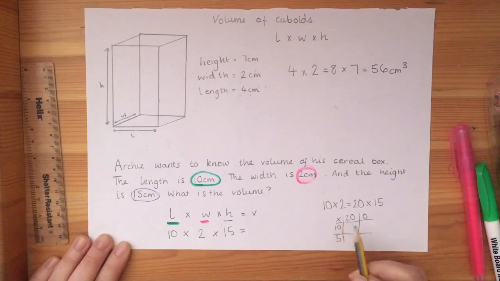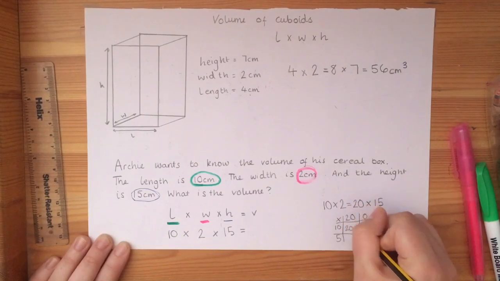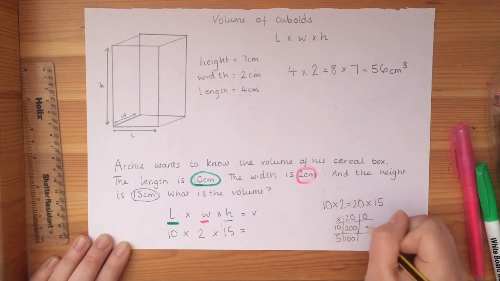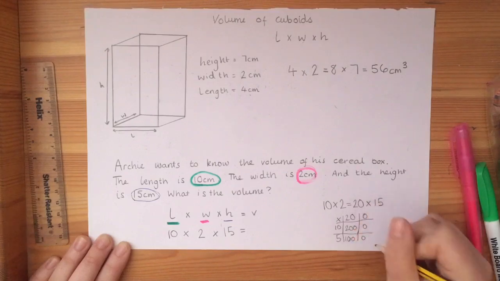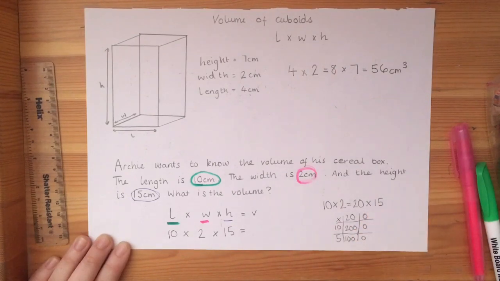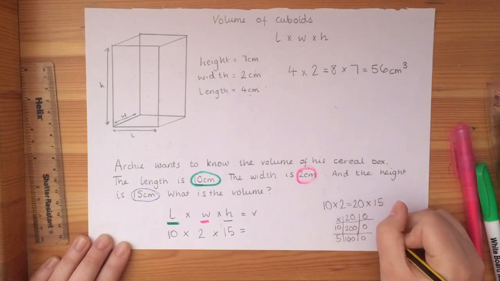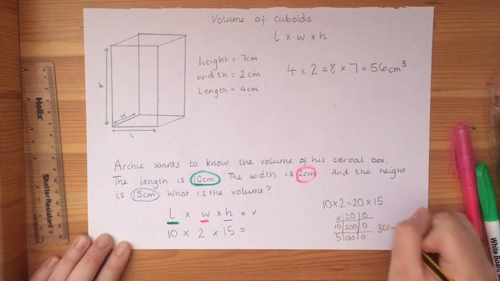I know that 1 times 2 is 2, but then I've got 2 zeros to add on the end. I know that 2 times 5 is 10, and I've got another 0 to add on the end. 10 times nothing is nothing, and 5 times nothing is nothing. Anything times 0 is 0, remember. So all I'm doing is adding 200 and 100, which I know is 300.